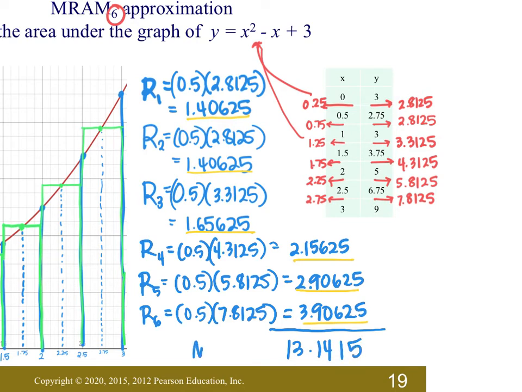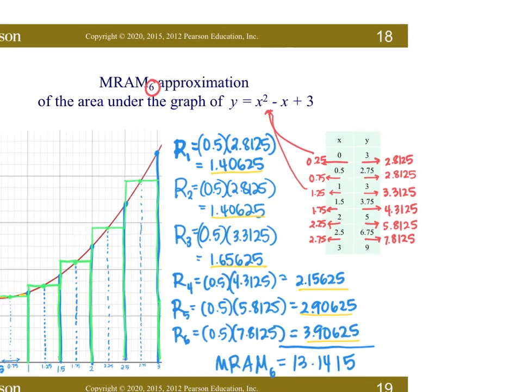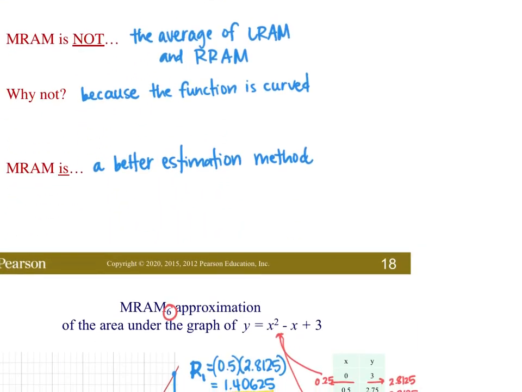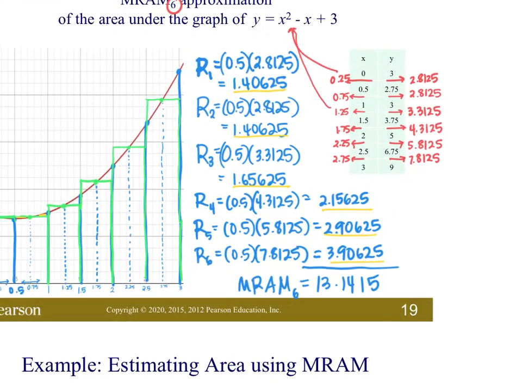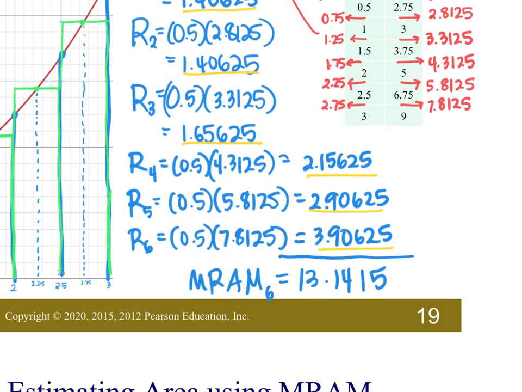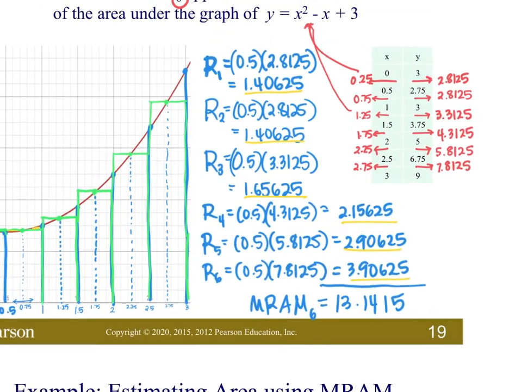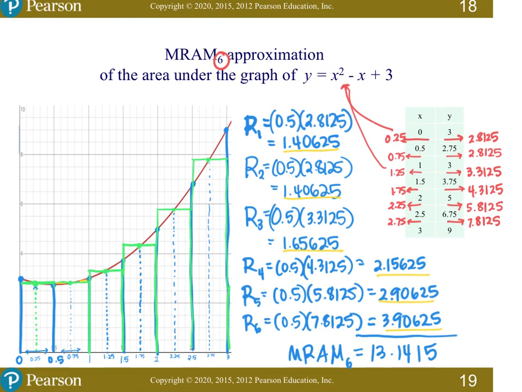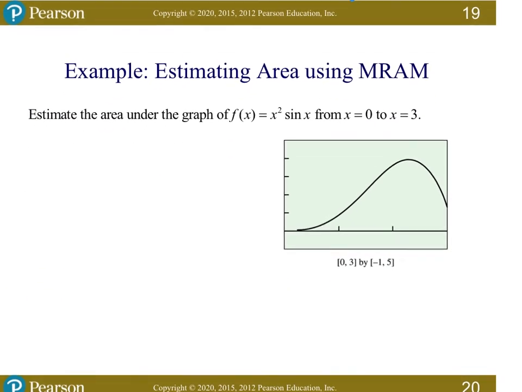13.4315 as our MRAM6 answer, which is more accurate than the 13.25 that we got when we only did 3 of them. We got an even better answer. So it's a little bit time consuming, but I didn't give you very many of these kind of problems. We're going to practice one more of these together.